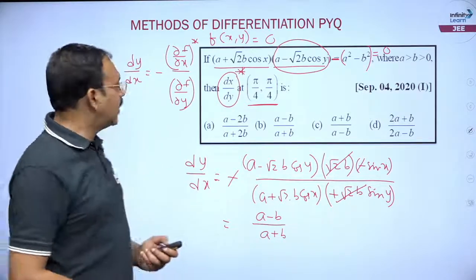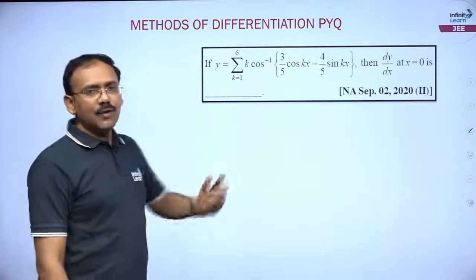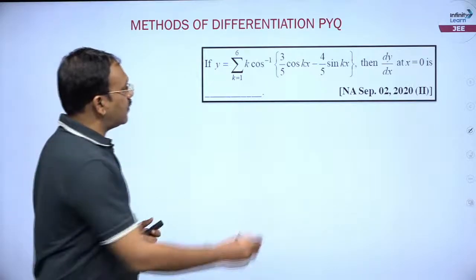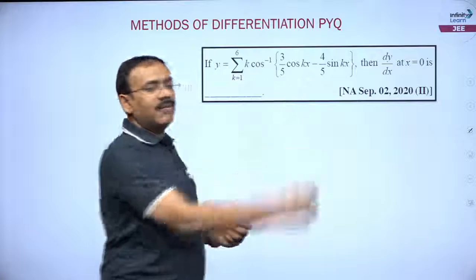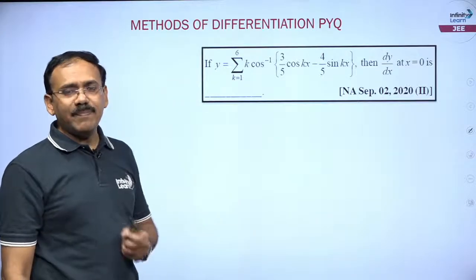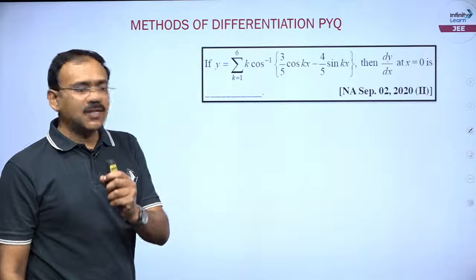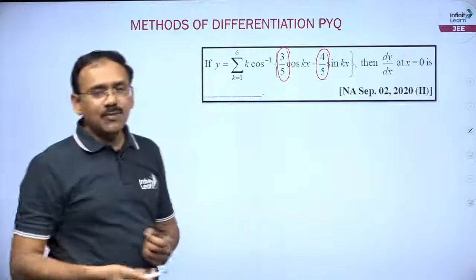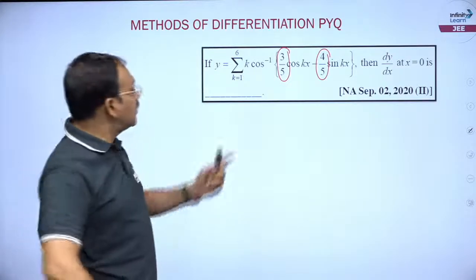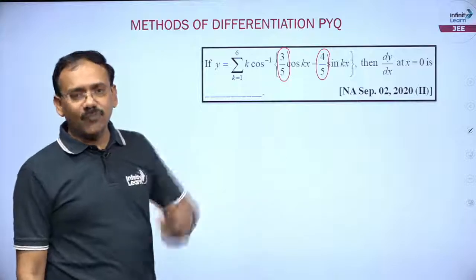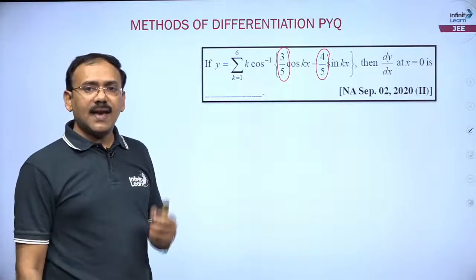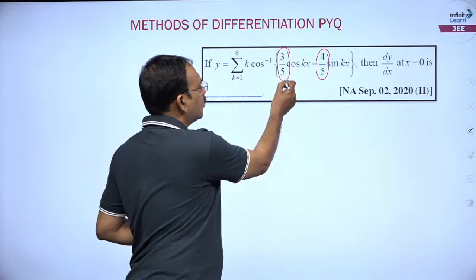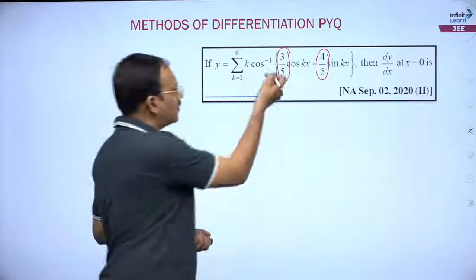Then next, dear students, you see this question: y is sigma k into cos inverse of some expression, and we want dy/dx at x equal to 0. Can we simplify this? One important observation in this problem is 3/5 here, 4/5 here. What can you say? Is there any observation, friends? These are two numbers such that the sum of their squares is 1. So there exists some fixed theta such that one is sin theta and the other is cos theta, or if this is cos theta, the other is sin theta.